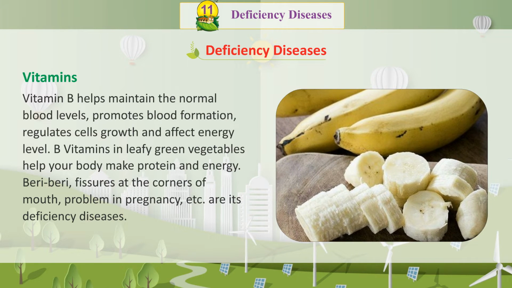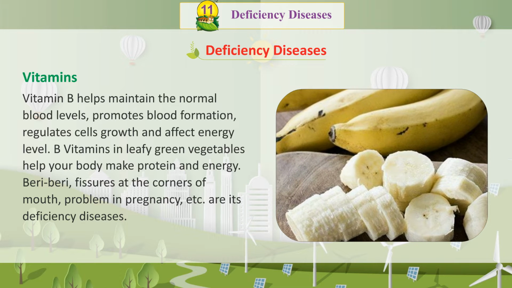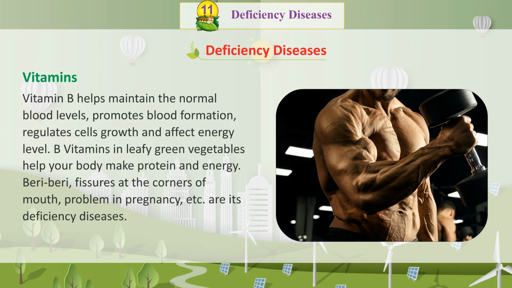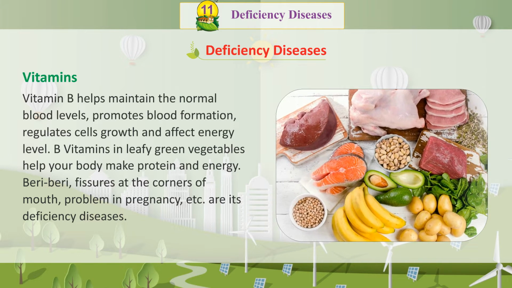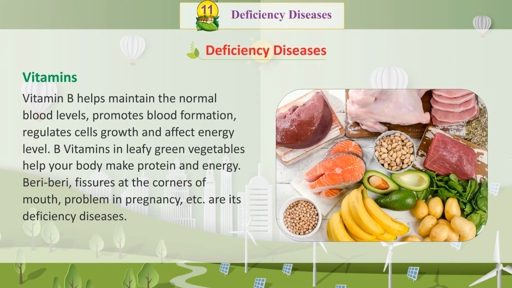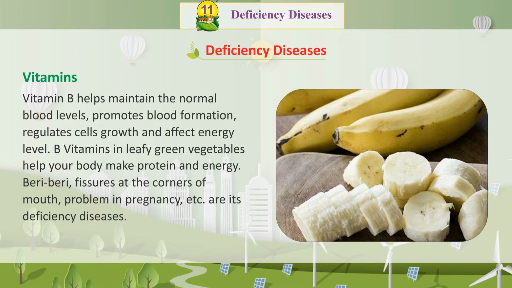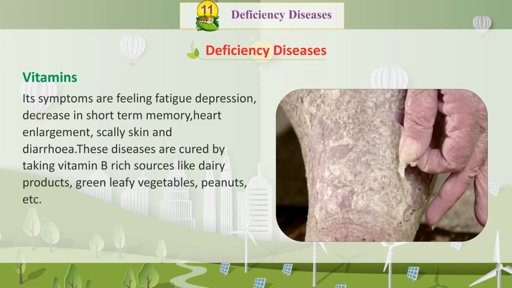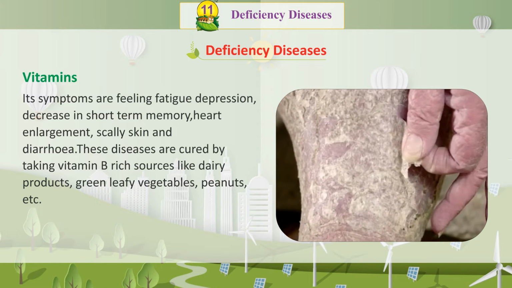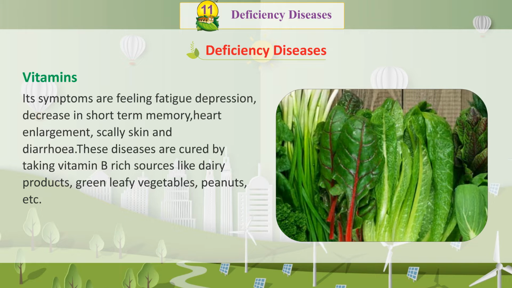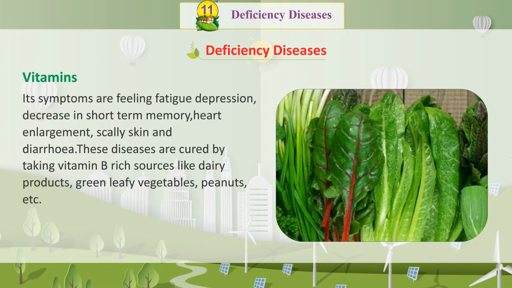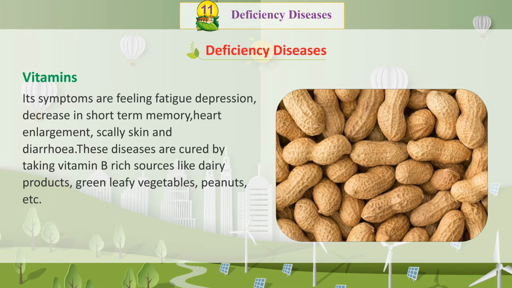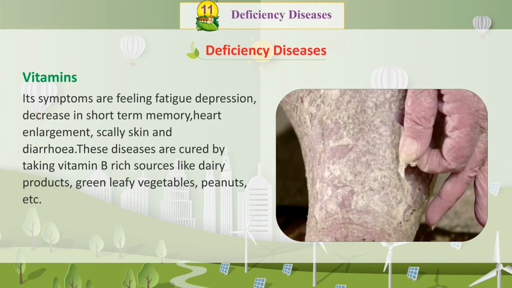Vitamin B helps maintain the normal blood levels, promotes blood formation, regulates cell growth and affects energy level. B vitamins in leafy green vegetables help your body make protein and energy. Beriberi, fissures at the corner of mouth, problems in pregnancy, etc. are its deficiency diseases. Its symptoms are feeling fatigue, depression, decrease in short-term memory, heart enlargement, scaly skin, and diarrhea. These diseases are cured by taking vitamin B-rich sources like dairy products, green leafy vegetables, peanuts, etc.